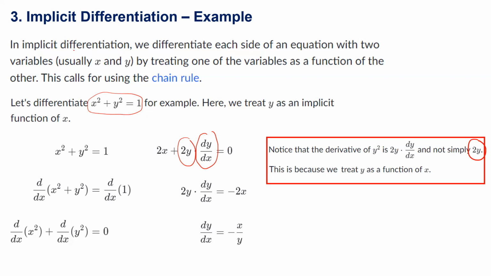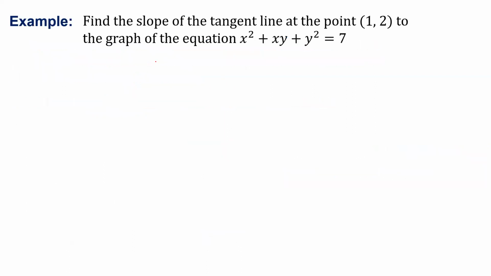So in the implicit differentiation method, usually we'll use the chain rule. This is because we treat y as a function of x. Okay, I'll show you an example to illustrate this method in detail. So let's consider this example here.